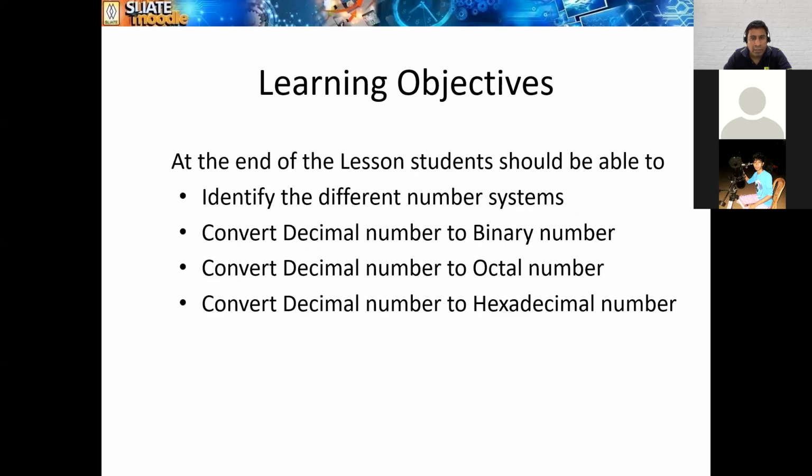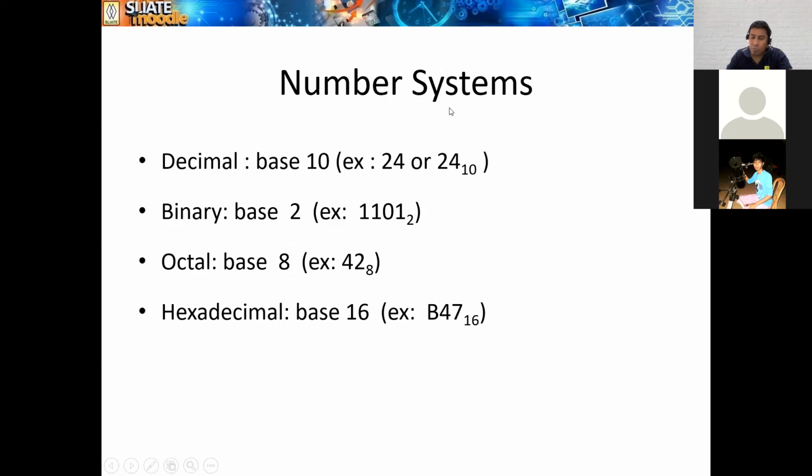Okay. Now, let's move to number systems. Identify the number systems and convert decimal to binary, and decimal to octal, decimal to hexadecimal. Right. Now, these are the popular number systems. You can encode it to any numbers, any bases.